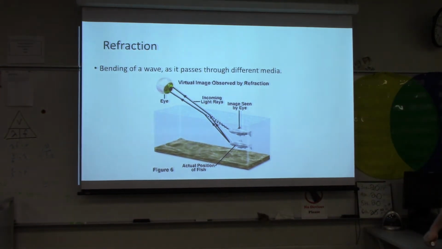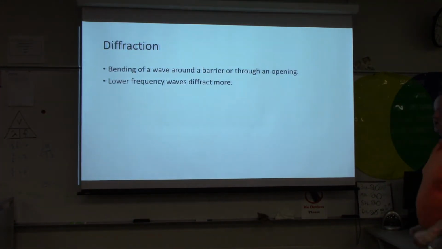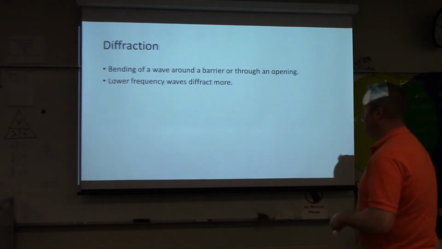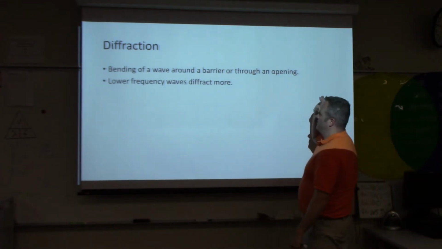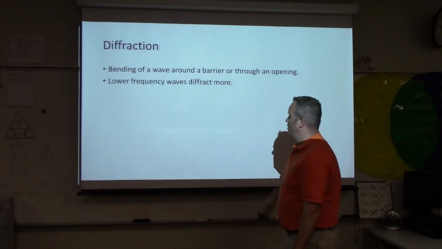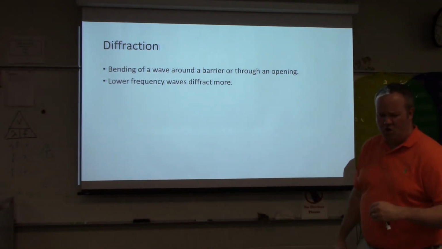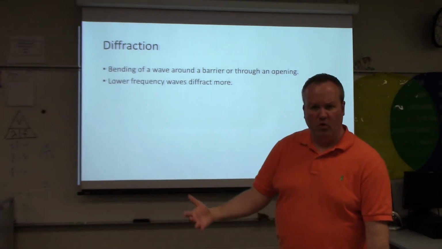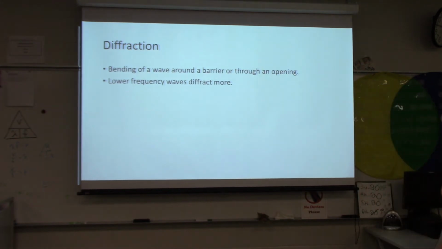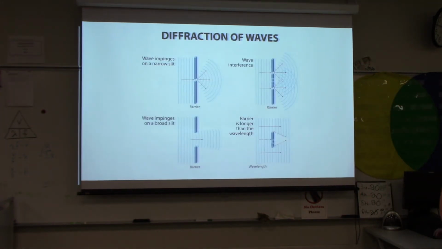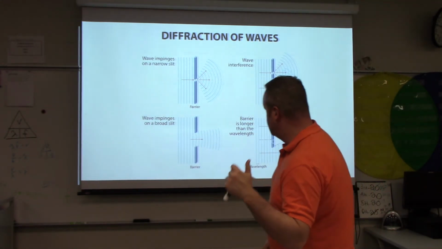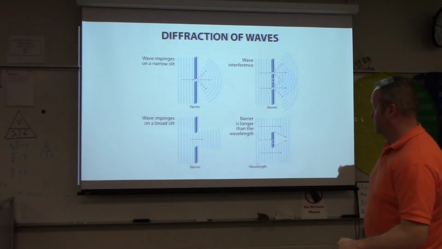There's also another way that a wave can bend. That is called diffraction. So it sounds a lot like refraction. But this is a bending of a wave around a barrier or through an opening. Also note that lower frequency waves diffract more. This is why when someone has a deeper voice, you can hear them through a door much easier than you can a person with a higher voice. But let's look at some examples of what we're talking about here. One thing I want to say is this. Lower frequency waves are going to experience greater diffraction than higher frequency.